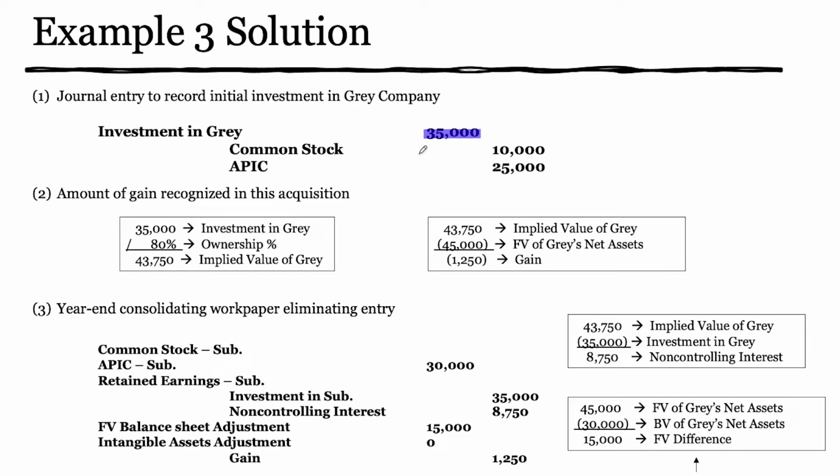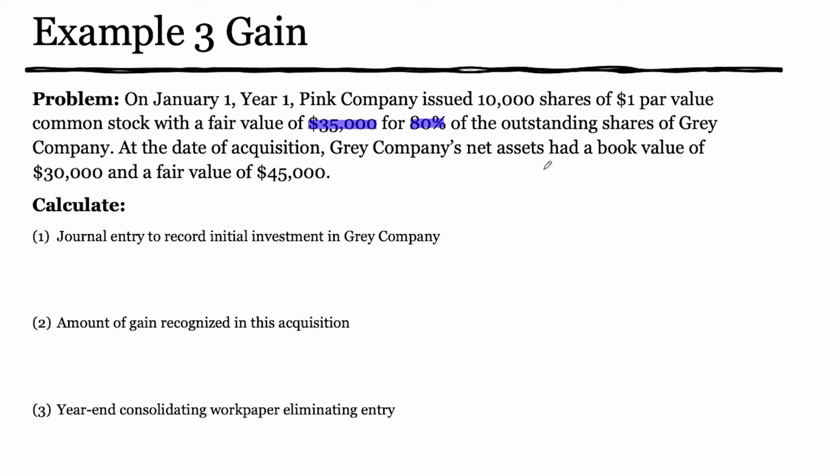Credit out common stock since we're issuing stock to purchase this investment, and we issued 10,000 shares at $1 par, so $10,000 for common stock, and any additional would be allocated to the additional paid in capital account of $25,000. So number 2, amount of gain recognized in this acquisition.